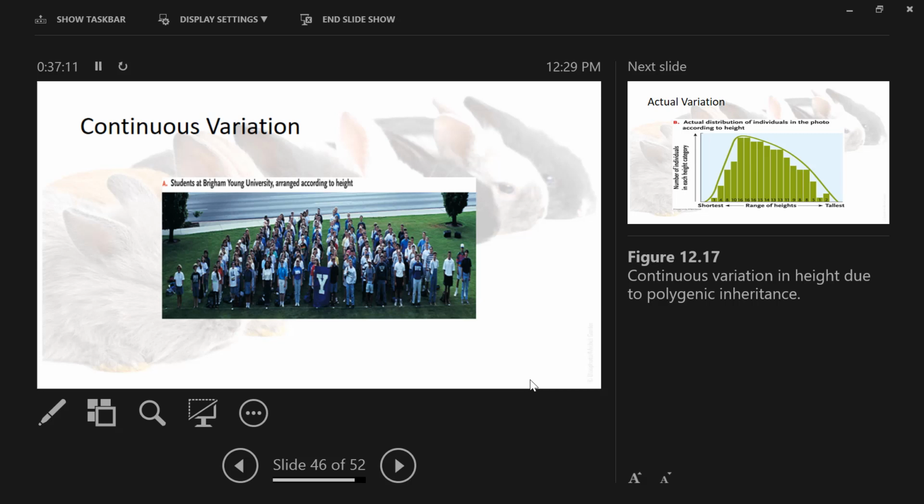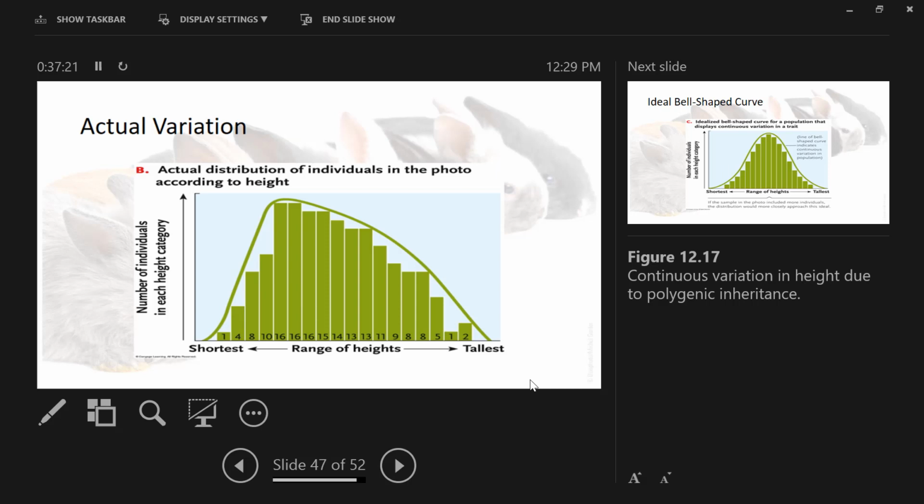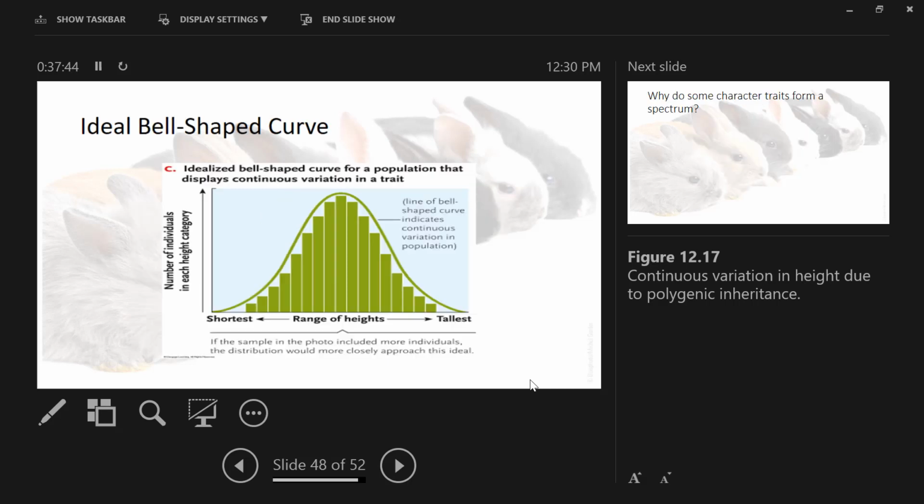Wait, are you asking us to? You can answer it if you want. Is it just because there's lots of different genes involved? Yes. Absolutely. And so what you see, according to this class, they were a little bit deceptive in their picture. The range of heights actually looked like this. So it was relatively bell-shaped, but a really weird-looking ugly bell. But you see most of the people fairly close to the average condition. And then as you get further away from the average condition, you have fewer and fewer individuals representing those heights. And so here's an ideal bell-shaped curve.